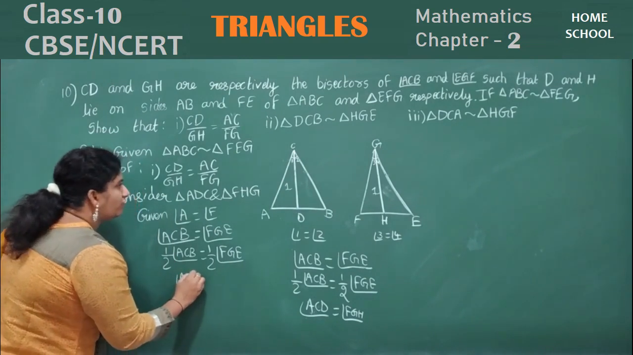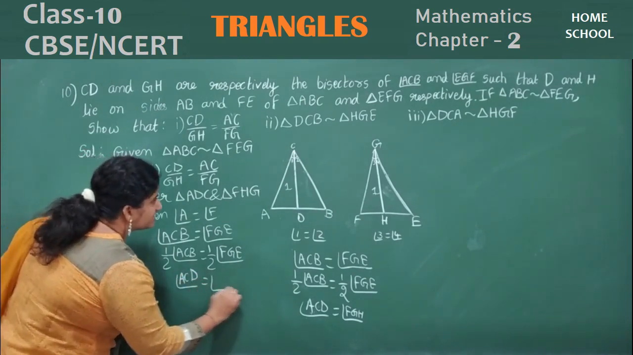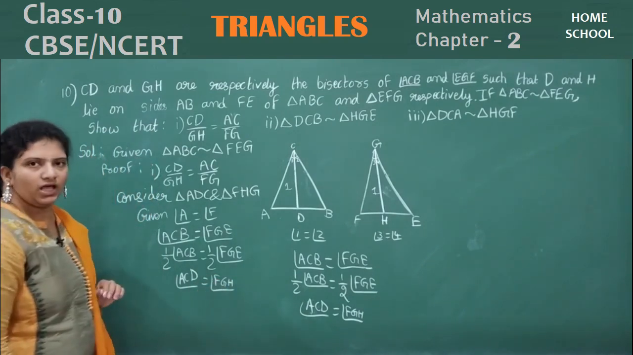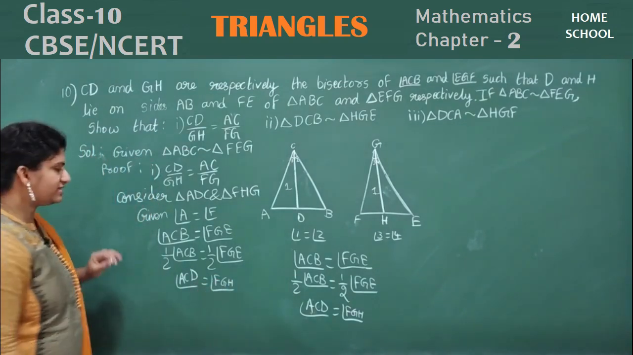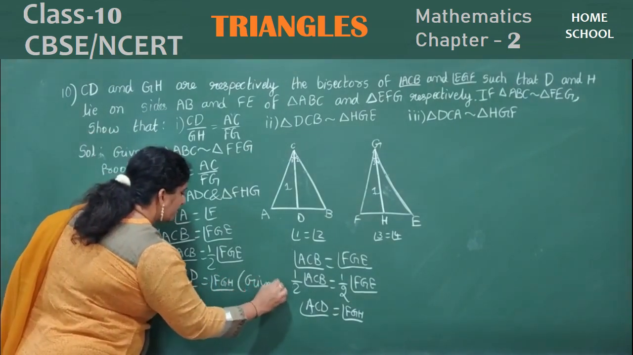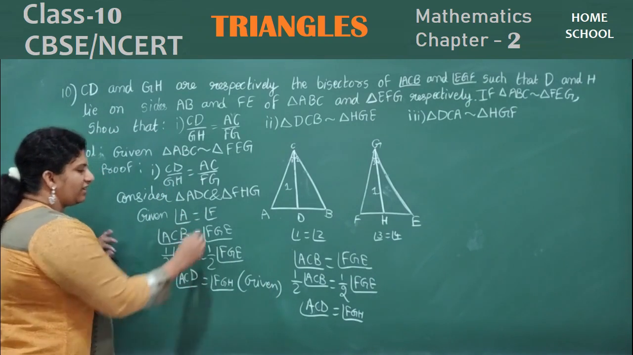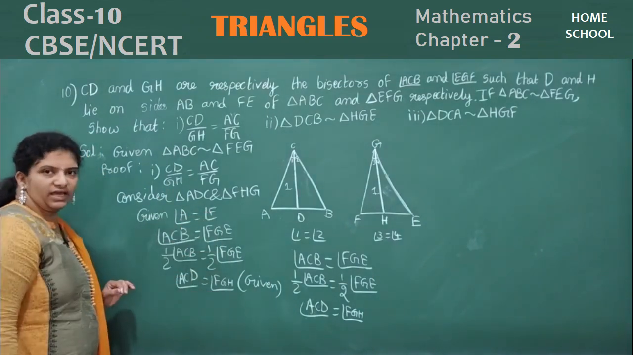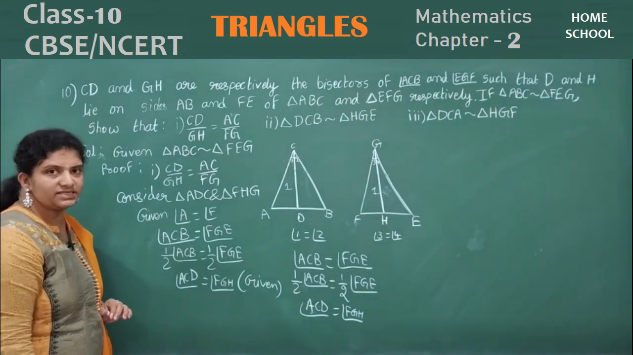But I try to write full form, children. Angle ACD is equal to angle FGH. Okay. So now what can I say? This is the angular bisector. This is also given and this is also given. These two angles are equal. What can you say? The two triangles are similar.